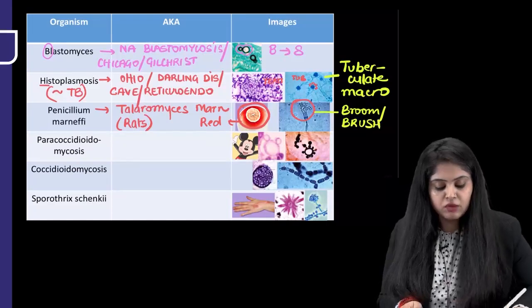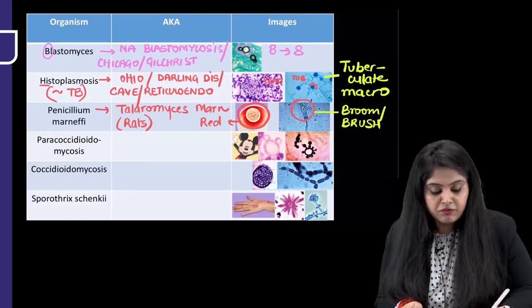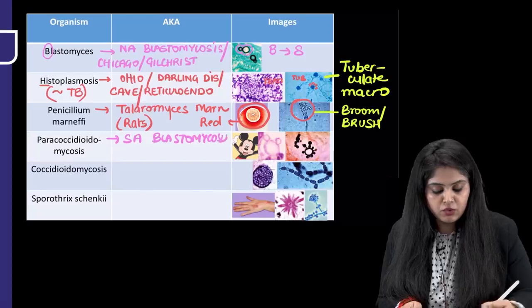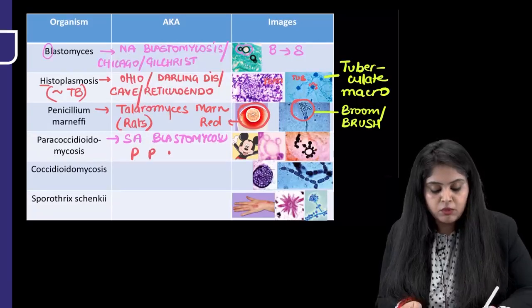Coming to the next, Paracoccidioidomycosis, which is finally known as South American blastomycosis, and it shows you PPMM. What was PPMM?